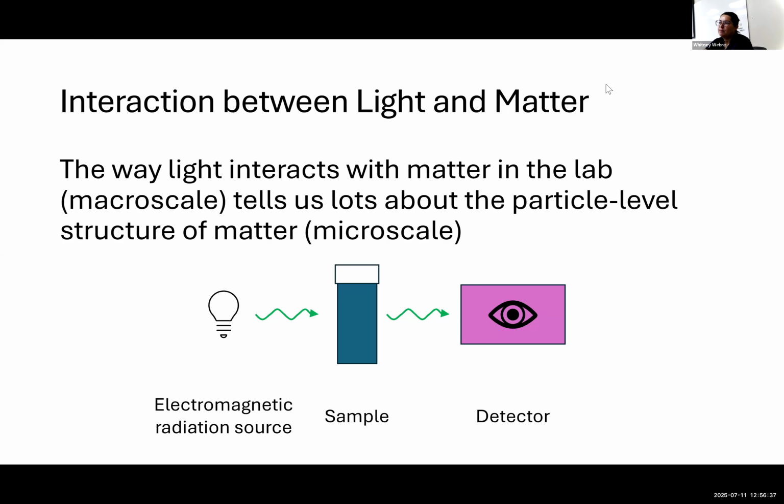So the way light interacts with matter in the lab, which is macroscopic, what do we see? Tells us a lot about the particle level structure of matter, microscale. So an example would be, do you see color? If you see a different color, that's how light is interacting with matter. So if you look at a mirror or if you have something that light bounces off of, like a shiny car, you kind of already have an understanding about reflection, refraction, things like that. What we're doing in this section is we're taking our macroscopic knowledge of light and talking about it microscopically or at the particle level.